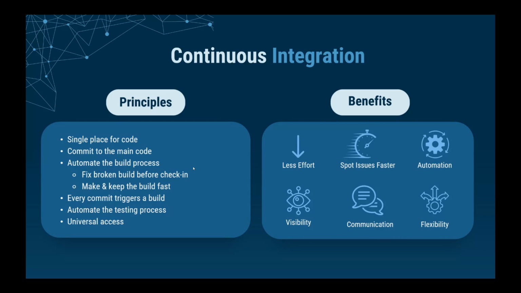Now, with seeing that, you want to commit every trigger to build. I already said that. You'll see that. Automate the testing process. Developers hate testing. They really do. But if I can automate it, at least I made their life kind of easier. And universal access. We said that, right? A repository everybody can get to.